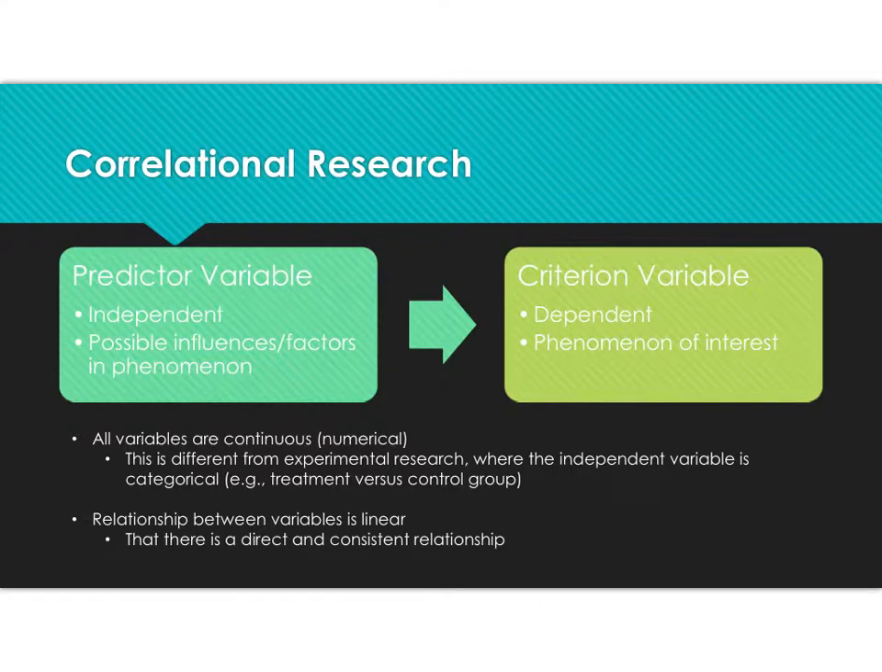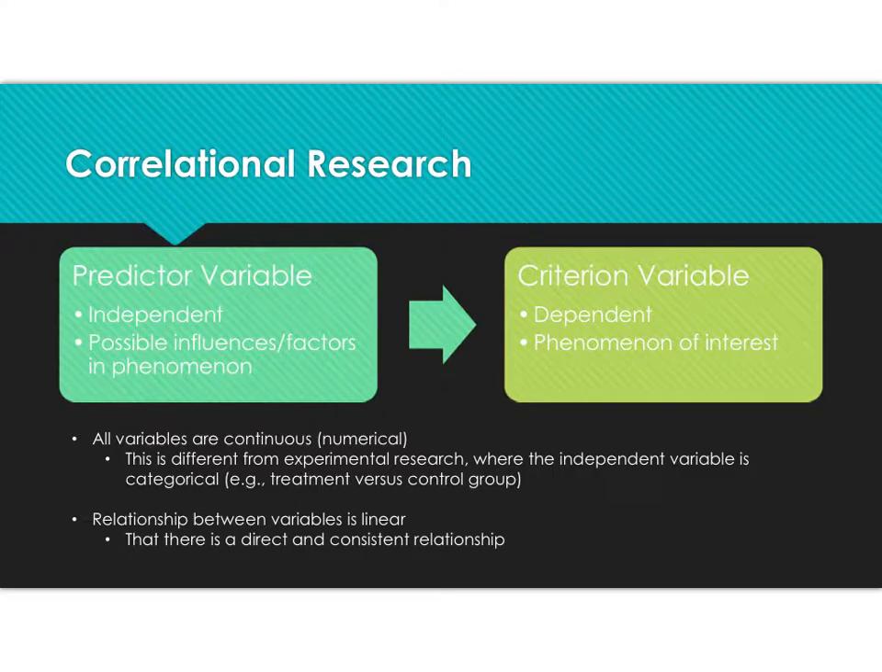When we were reviewing experimental research in chapter 5, we talked about independent variables and dependent variables, which is really about looking at cause and effect, which you can do in an experimental study or a longitudinal study, but you can't really look at cause and effect in a correlational study. So because of that, we're going to call these variables predictor variables and criterion variables. So predictor is the variable that you think will predict any change in the criterion variable. So any possible influences or factors on a particular phenomenon that you are interested in.